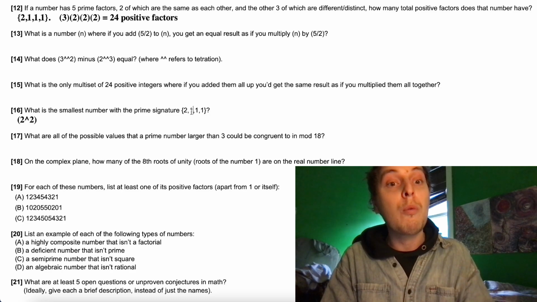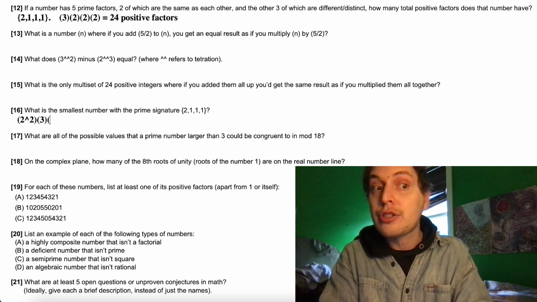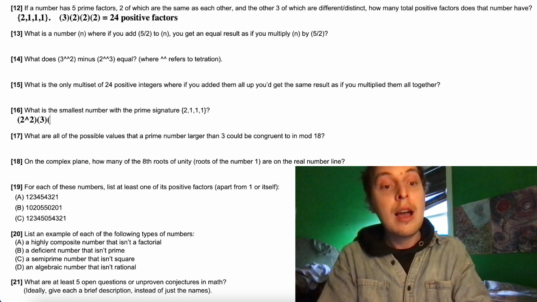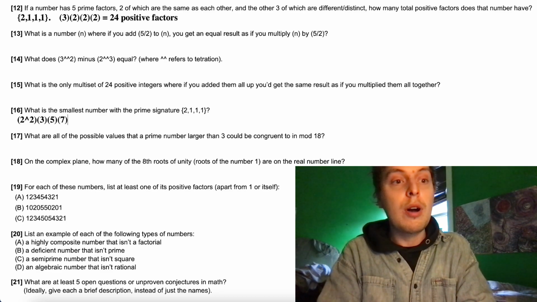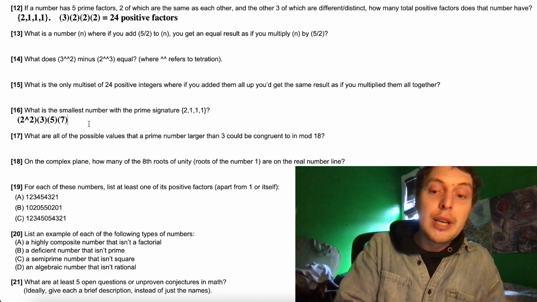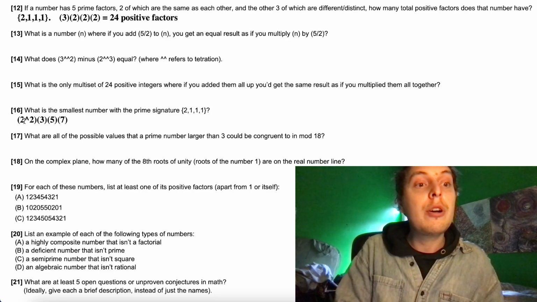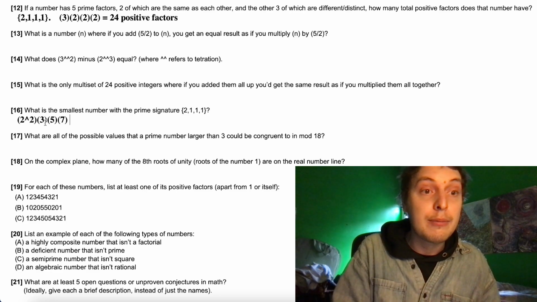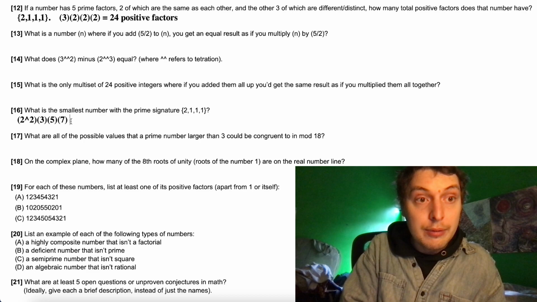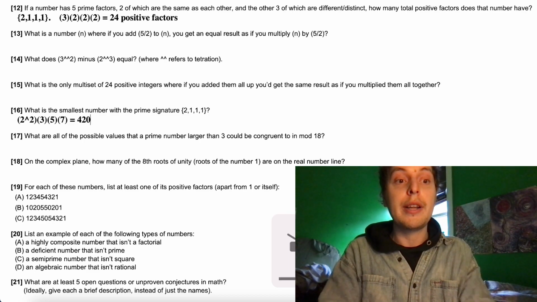Next, we'll have 1 of each of the next smallest possible primes. They must all be distinct, so I can't make them all 3. I have to make 1 3, 1 5, and 1 7, which gives me that the smallest number with this prime signature would have a full prime factorization of 2 squared times 3 times 5 times 7. And that gives me the number 420.